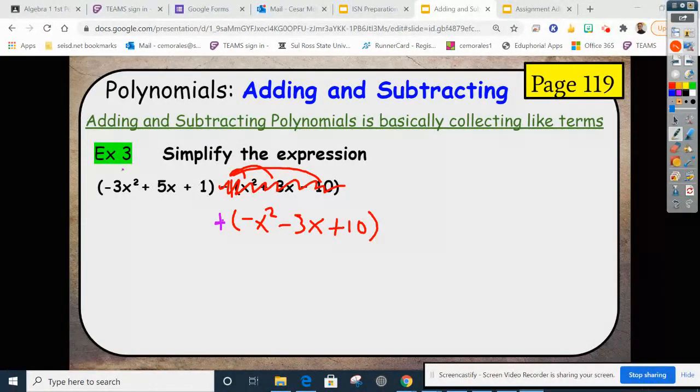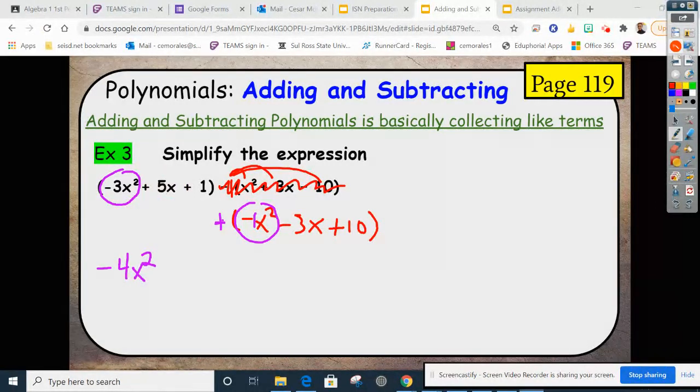So now you do the same as before, negative 3x squared minus invisible negative 1x squared. You can just put that in the calculator. Negative 3 minus 1 would be a negative 4. X squared, remember the variable does not change. And then you have a 5.